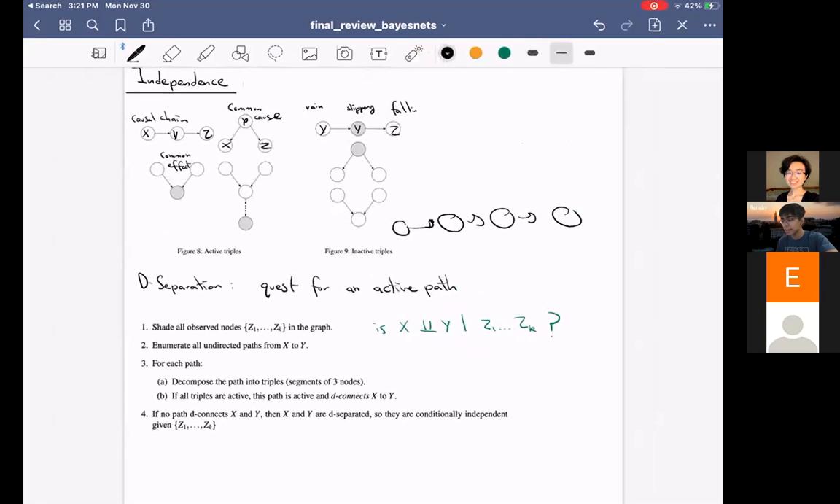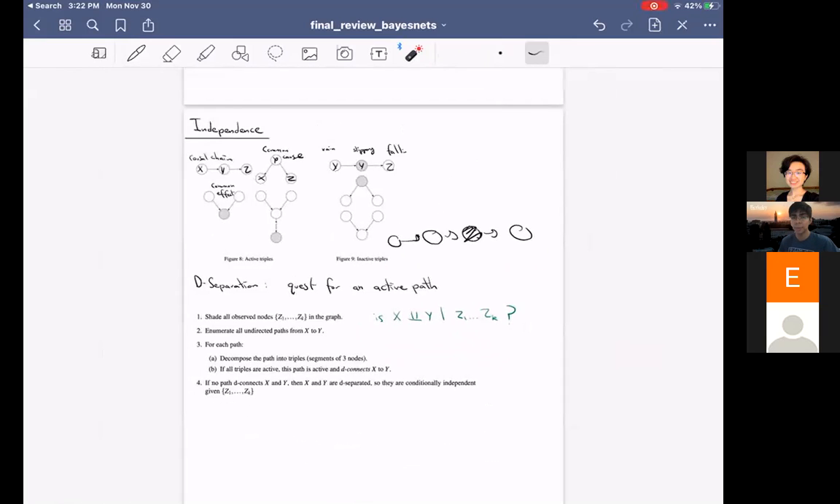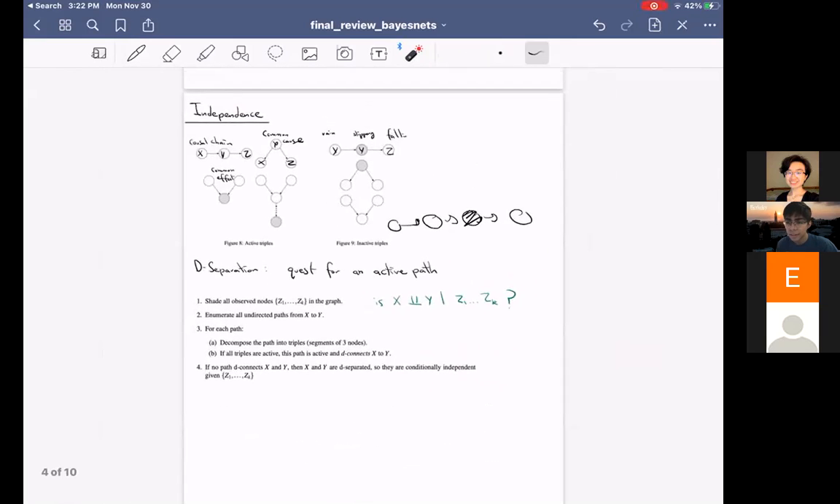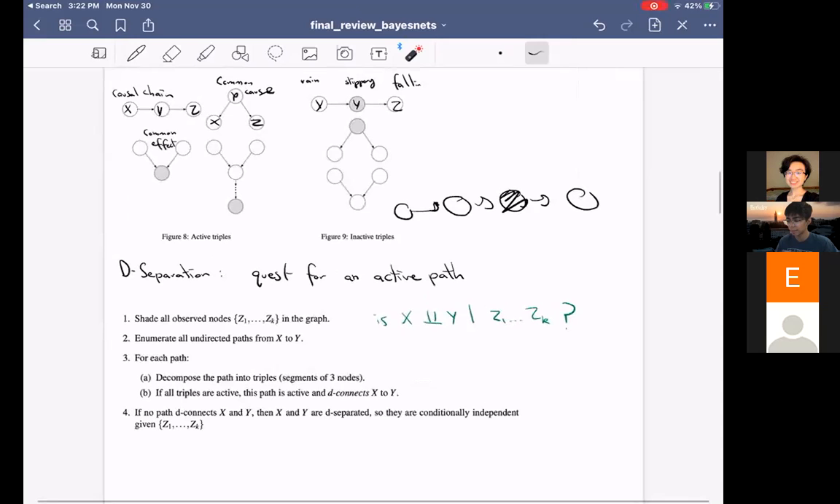And if there's any inactive triple along a path, so for example, if I just block this, then even though this triple is active, this triple is not active. And so x and y are guaranteed to be independent. So we will do a question on this in a minute. This algorithm is to find paths of influence. We're looking to see if x has a path to influence y, and that would be called an active path.